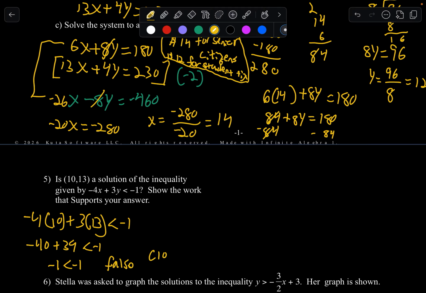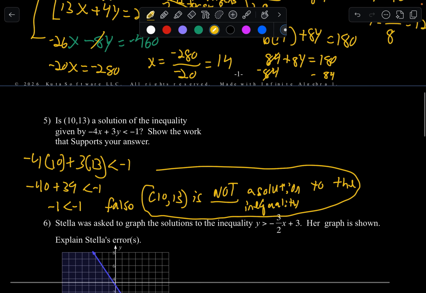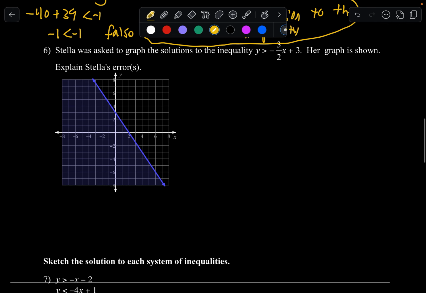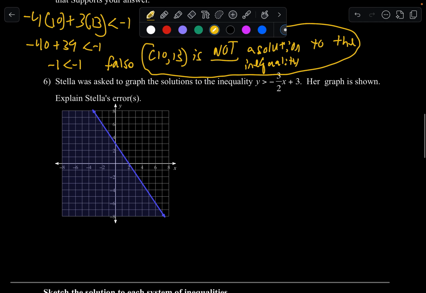So 10, 13 is not a solution to the inequality. Okay, and I would circle this. Okay. All right, Stella. Yes, Stella from our 4th period class. Only because I love the name Stella is why she's on here.